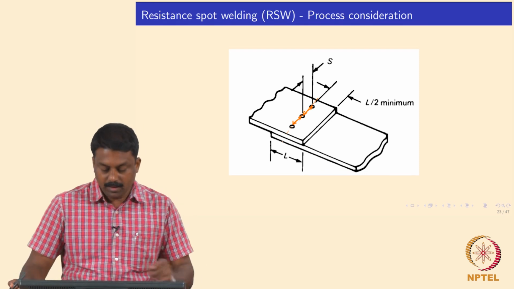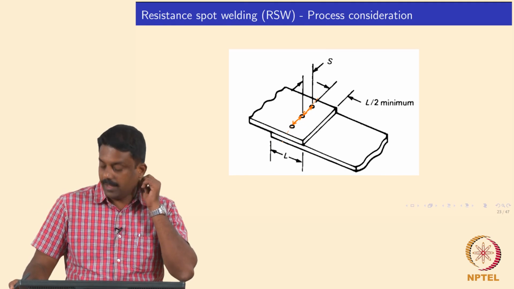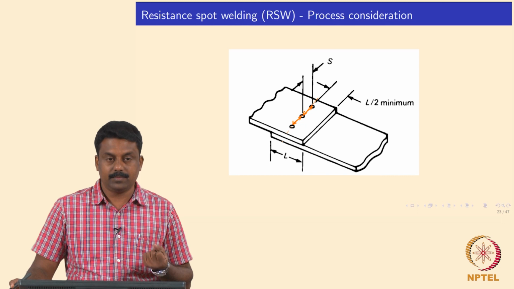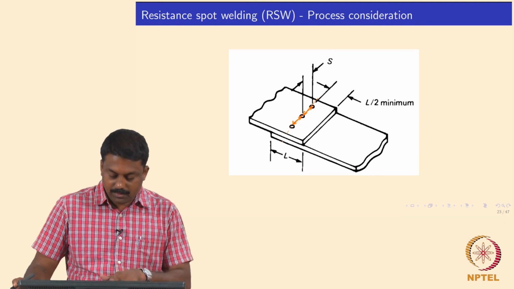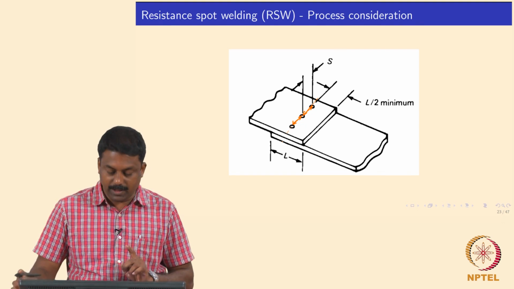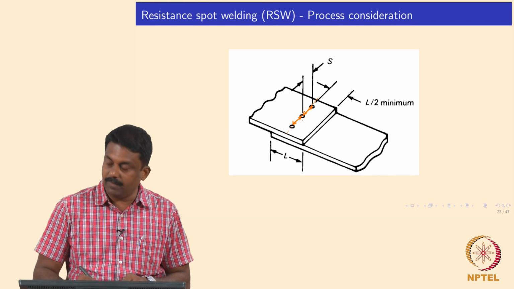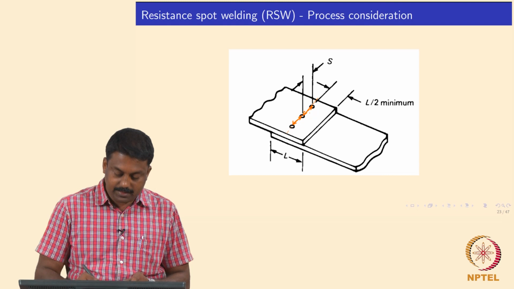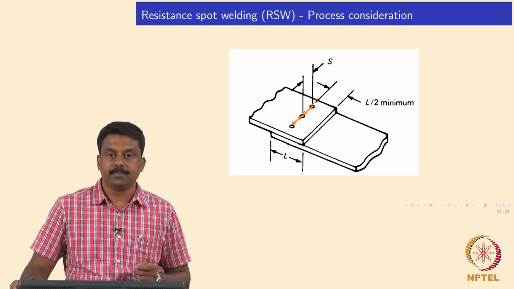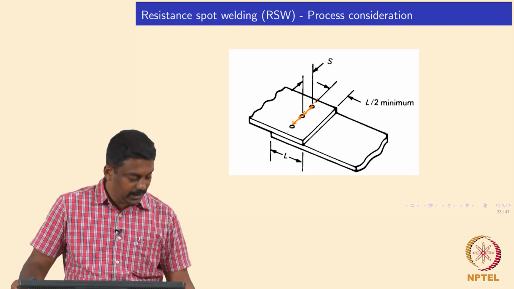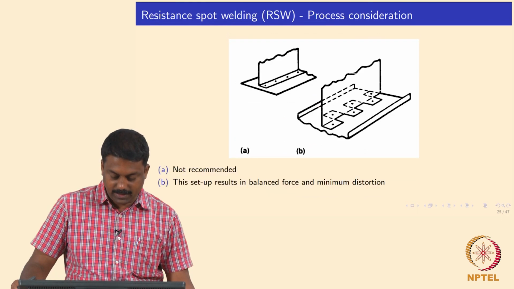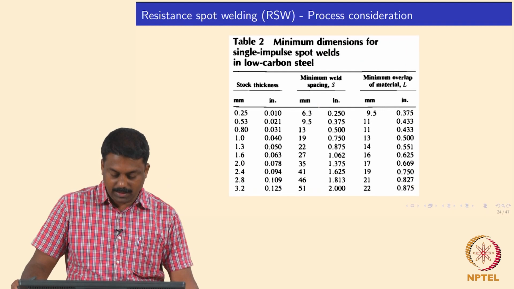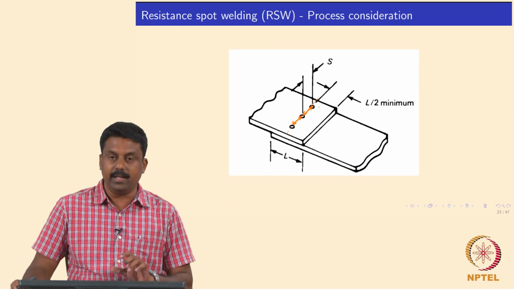Because that is going to determine the path of the electric current. So the S and L by 2: generally we have a weld placed in an overlap configuration at half the overlap distance, and S is the distance between two welds. And this is very critical, yes. Why is it very critical? Okay, we'll get back to that in the next class. But as of now, you can assume that the S is also very critical.